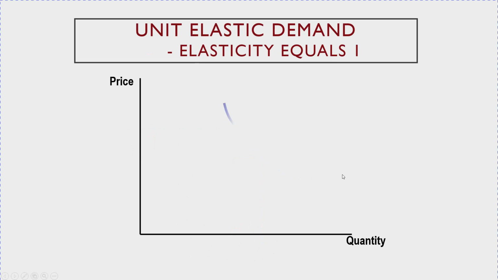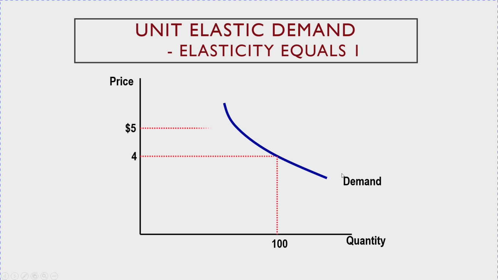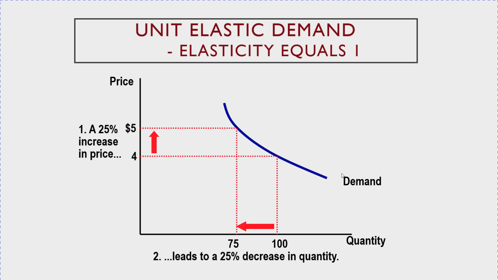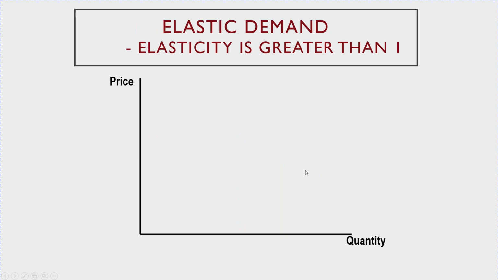Unit elastic equals 1. That's exactly what you would think, right? If you raise price by 25%, it leads to a 25% decrease in quantity. That's when elasticity is equal to exactly 1. It's called unit elastic. So now let's talk about elastic. This is where elasticity is greater than 1.